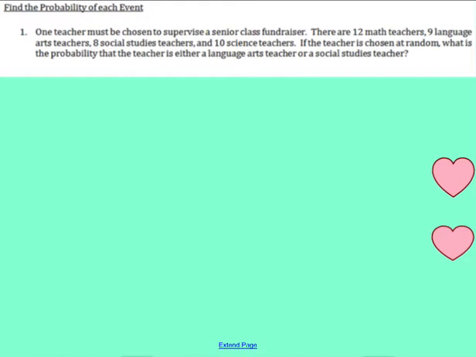So if a teacher is chosen at random, we want to find the probability that it's a language arts teacher. Okay, that's our first probability. Or a social studies teacher. Okay, that's our second probability.